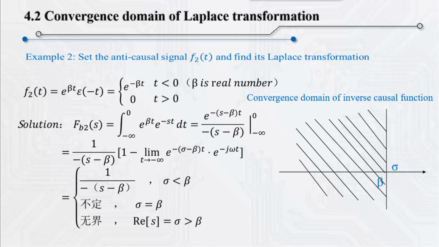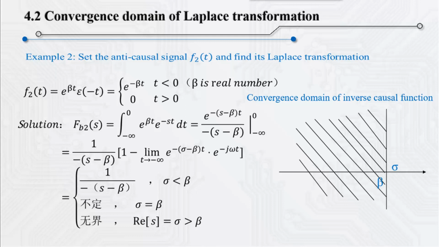Let's take a look at example 2. Set the anti-causal signal f2(t) as shown in the formula. That is, when t is less than 0, its value is e to the power of beta t, and when t is greater than 0, it is 0. Solve its Laplace transformation according to the Laplace transformation formula. F(s) is equal to the integral, taking the limit as t tends to infinity of e to the power of beta t multiplied by e to the power of negative s t.